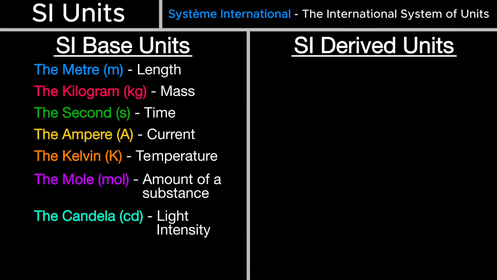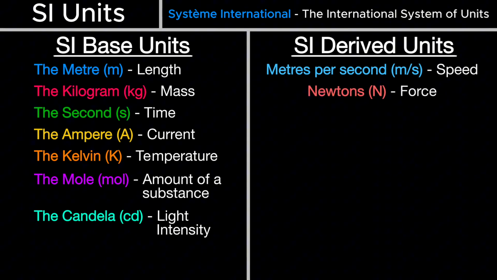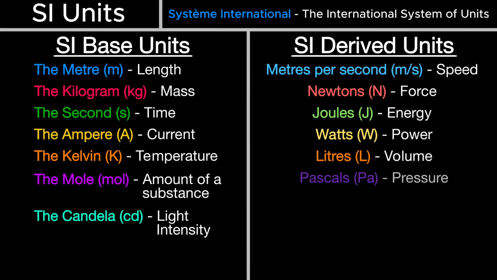SI-derived units are SI units that can be formed by combining the 7 base units in different ways. For example, the unit for speed is meters per second, which is formed by dividing meters by seconds, and the unit for force is newtons, which is formed by multiplying kilograms by meters per second squared. Other common derived units that you'll come across include joules for energy, watts for power, liters for volume, pascals for pressure, and finally hertz for frequency.